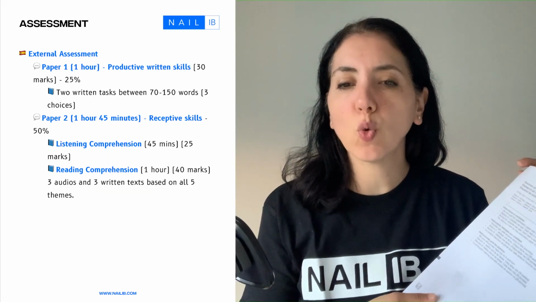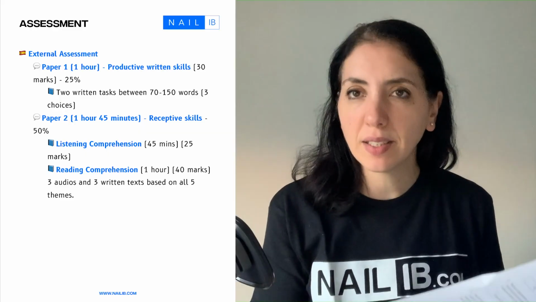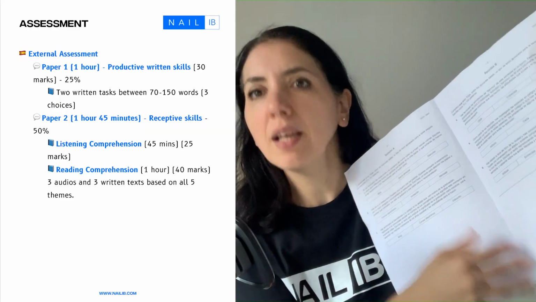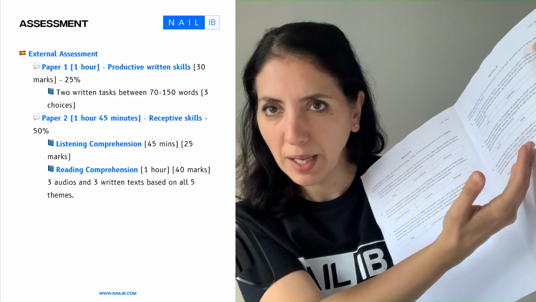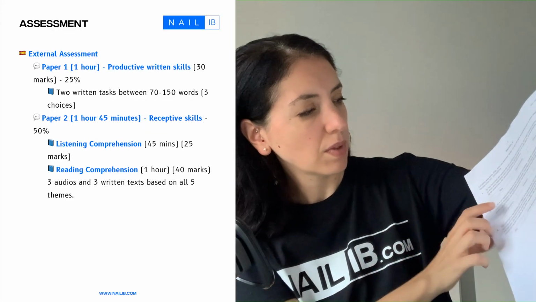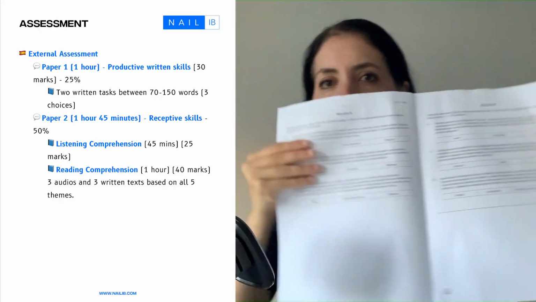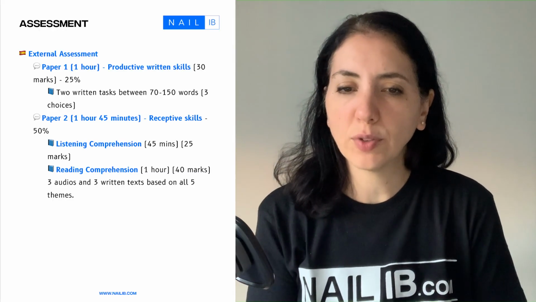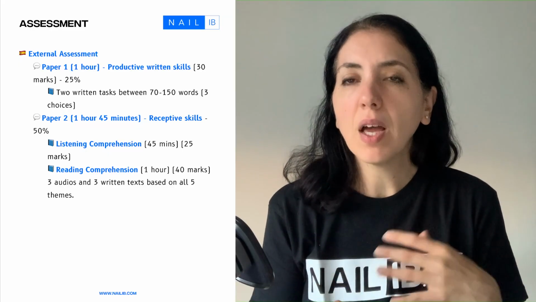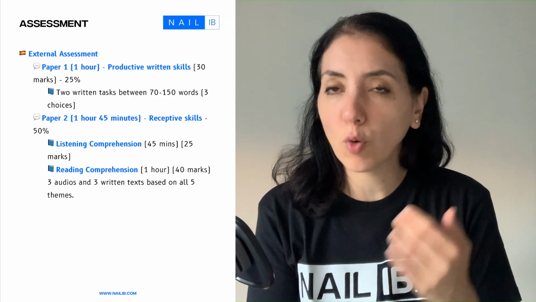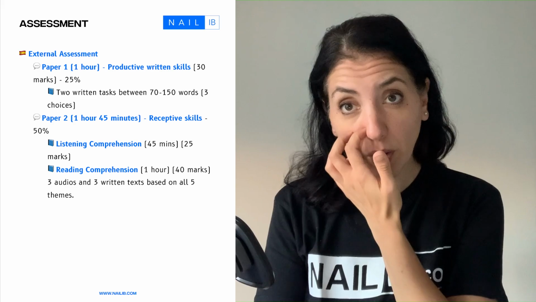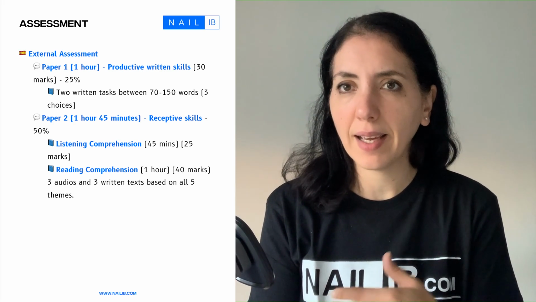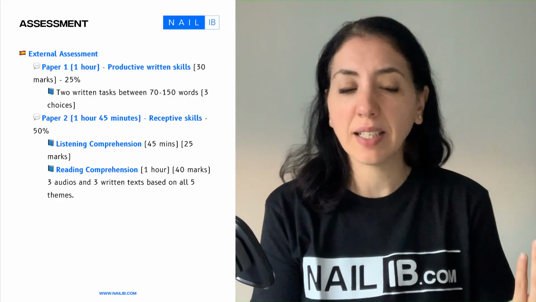Paper 1 is 1 hour, and you're going to have to write 2 texts. As you can see, you have section A and section B, sección A y sección B. You will have to choose 2 activities out of 3 options, and you're going to write 2 texts of between 70 and 150 words. For that you have 1 hour, and it's 25% of the final 75% of the external assessment.